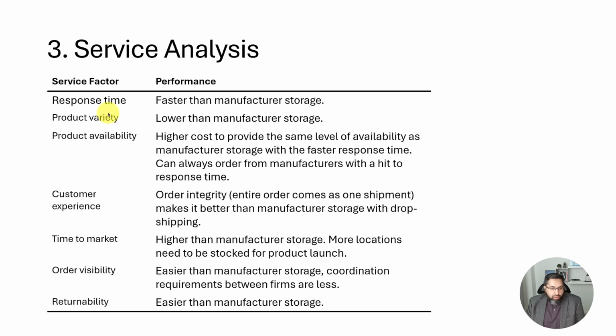Entire order will probably come as one shipment. Time to market is a little bit worse, which means higher, takes longer. Higher in this case means worse because time being higher means it takes longer, because you have to fill up all the DCs with stock available before you can start selling. Returnability is easier because if you ordered 5 items and you're returning 2 of them, you don't have to make 2 shipments to 2 different manufacturers. You just make one return shipment to the DC instead of 2 separate shipments to the manufacturers.